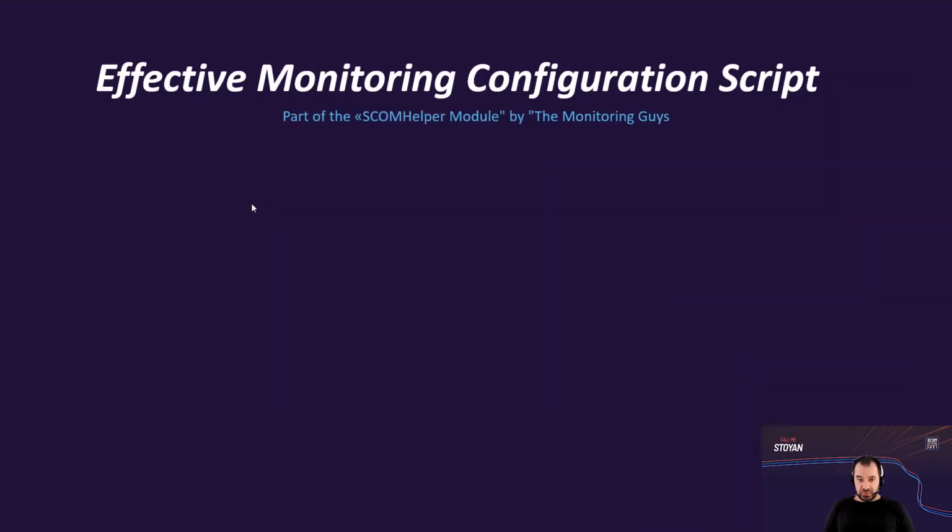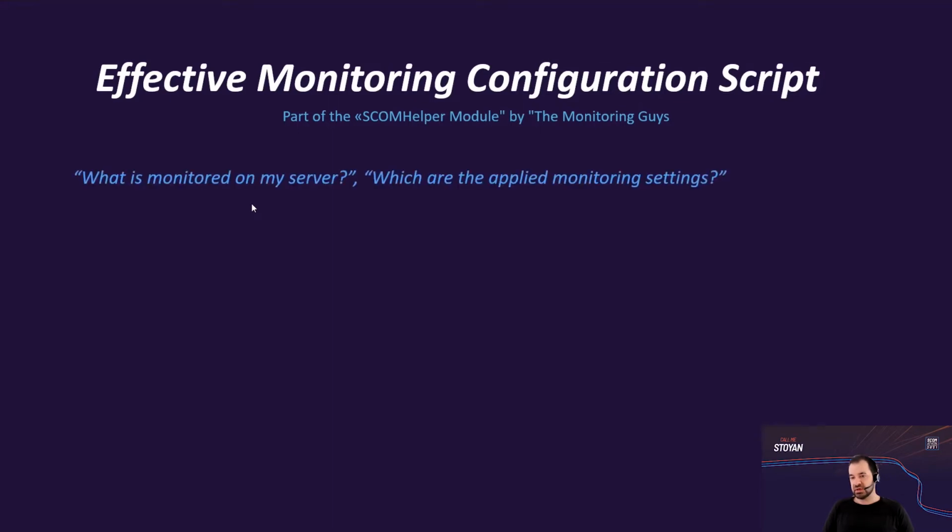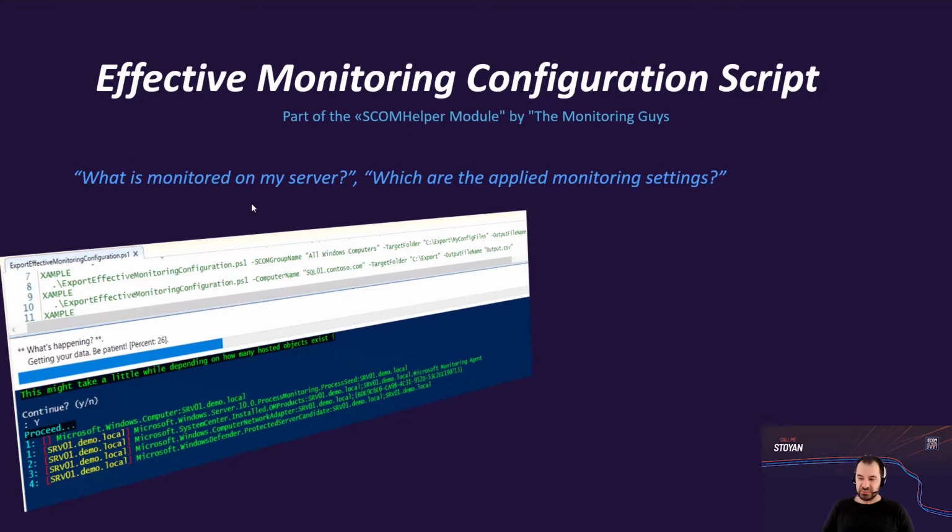So, like we already mentioned, the effective monitoring configuration script is part of the SCOM Helper module. And why I have dedicated the slide to this function is because I am getting requests very often from customers or from sub-customers. What is actually monitored on my server? Which settings are applied on this server or on a particular group of servers? So in order to answer this question, the only thing we need to do is just to execute the script.